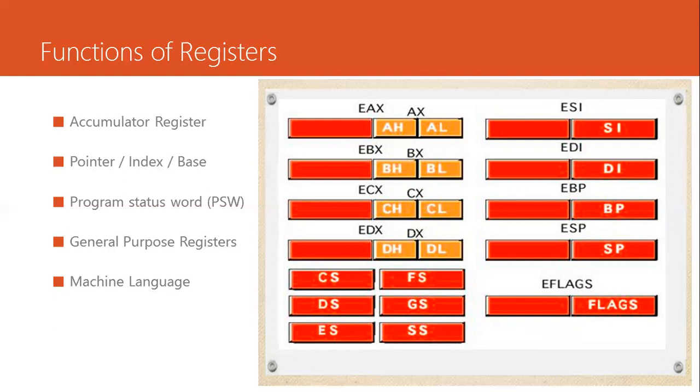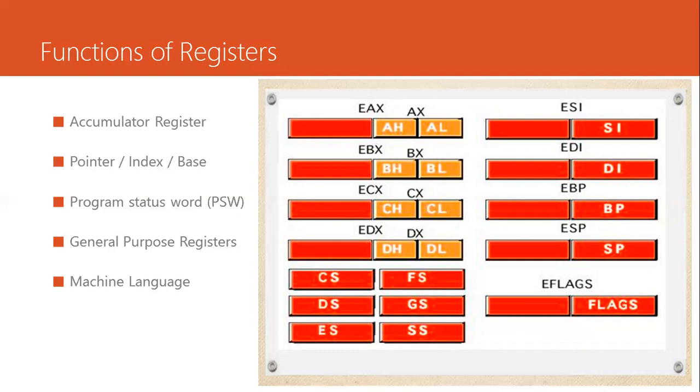And destination index are used for writing something into the memory. However, these registers can also be used for general purpose operations by the instructions. The 32-bit and 64-bit versions of these registers are named ESI, EDI, and RSI, RDI, respectively.